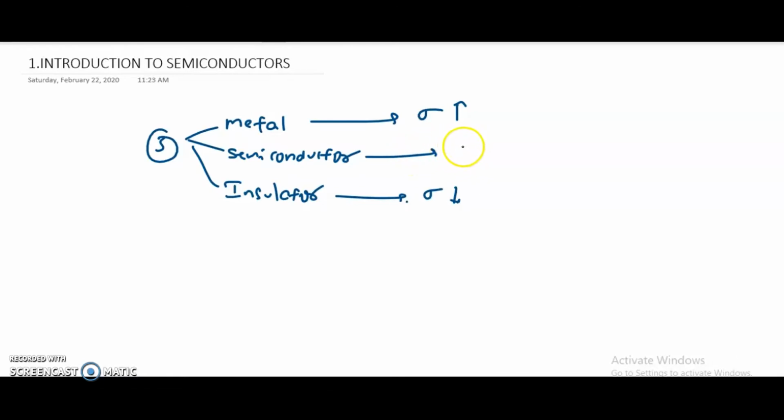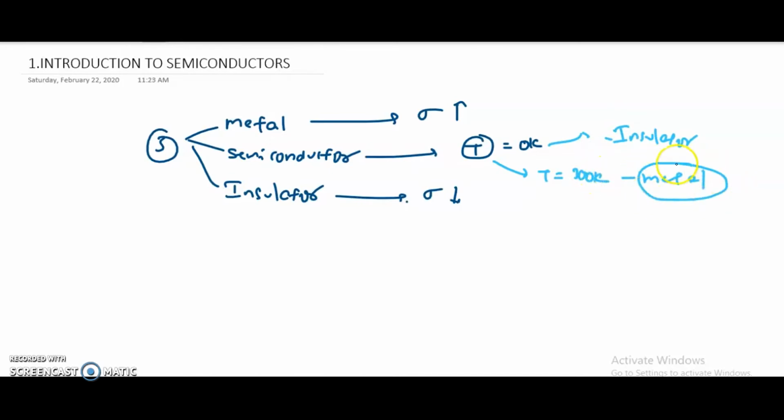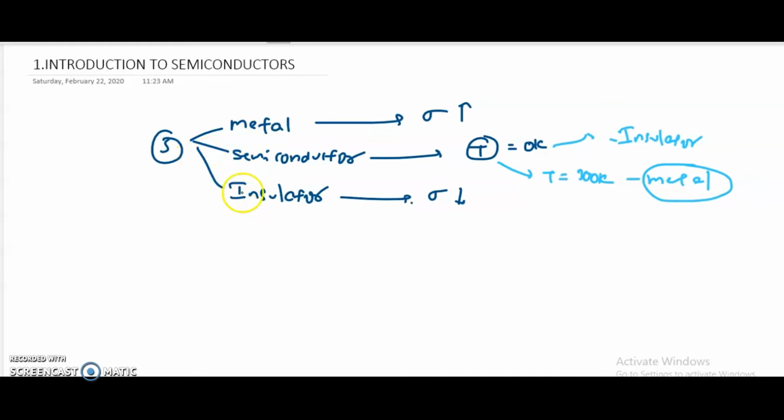That means depending upon certain conditions, for example if I take temperature as a condition, if the temperature is at 0 kelvins, then the semiconductor acts like an insulator. And if I keep increasing the temperature, or let's take T equal to 300 kelvins, then the same semiconductor acts like a metal. We cannot say that it acts like an exact metal, but it acts like a metal. So depending upon the temperature, the semiconductor behaves in two different ways: at T equal to 0 kelvins it acts like an insulator, and at T equal to 300 kelvins it starts acting like a metal.